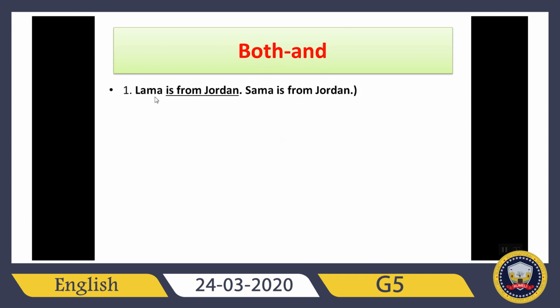Here we have: Lama is from Jordan, Sama is from Jordan. So here we have two different subjects. What shall we do? Just omit all the words between them, put both before the first subject Lama, put and before the second subject Sama, then change the verb from is to are, from singular to plural, like this: Both Lama and Sama are from Jordan.